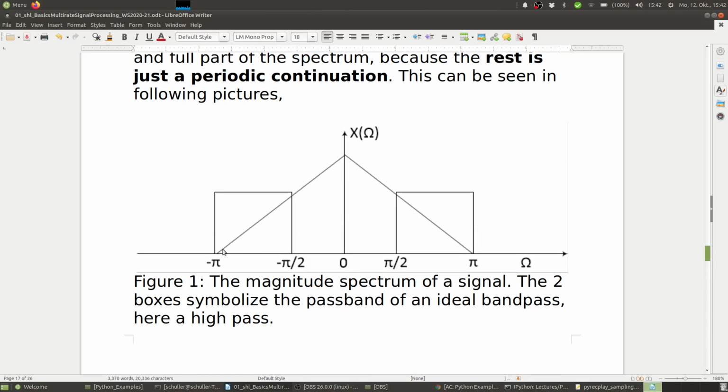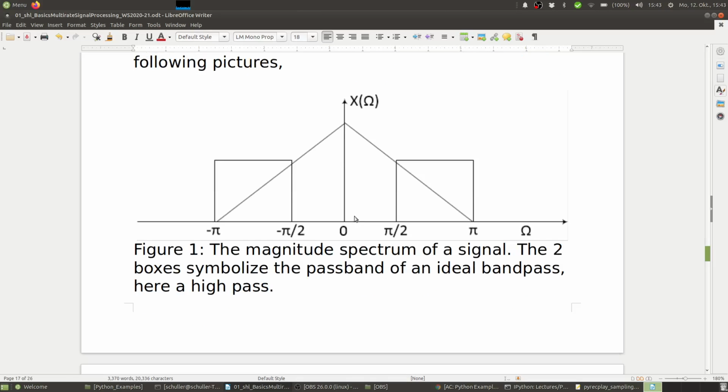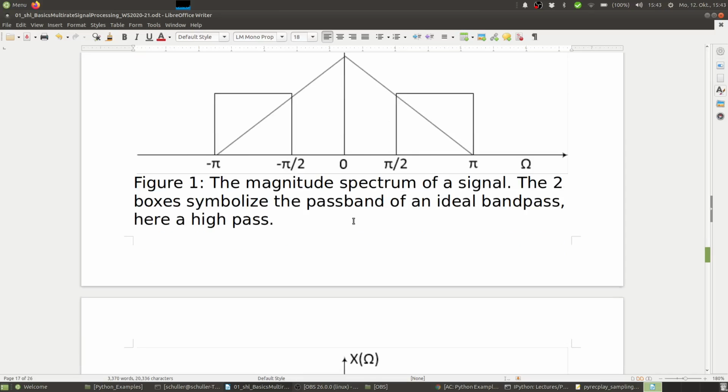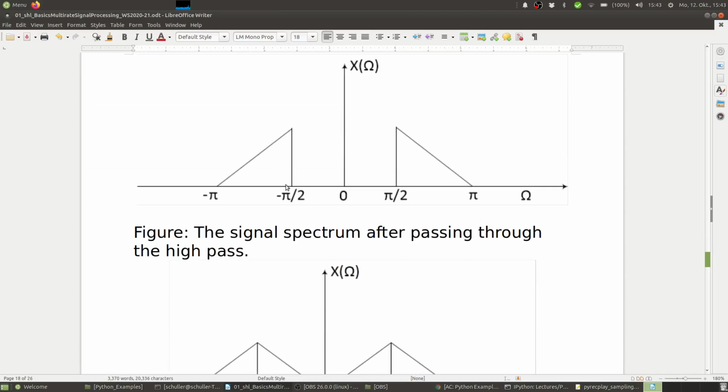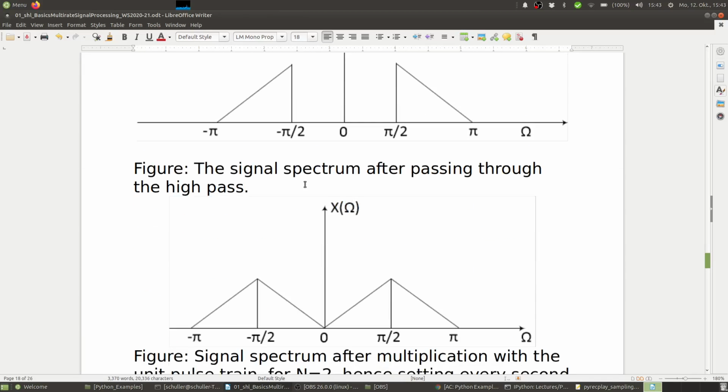So here we have some fantasy spectrum, here the negative frequencies, here the positive frequencies, and those boxes could be, say, an ideal band pass or an ideal high pass. This is the upper half of our frequencies, which it keeps and then zeroes out the rest. So after filtering, this is what we keep.